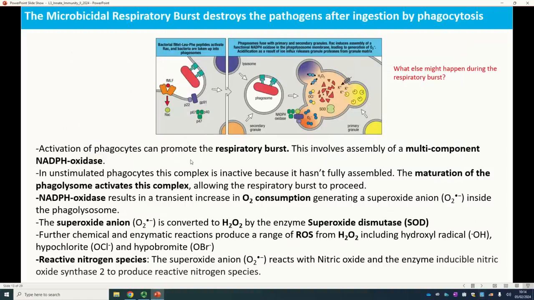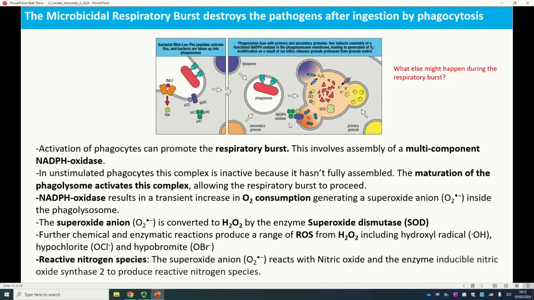Now this slide is touching on the respiratory burst, and this respiratory burst is essential for destroying and clearing pathogens that are taken up by phagocytosis, specifically within the phagolysosome. Once we get activation of our phagocytes, we get promotion of the respiratory burst, and we start to get assembly of this NADPH oxidase, which you can see here, a multi-component unit.